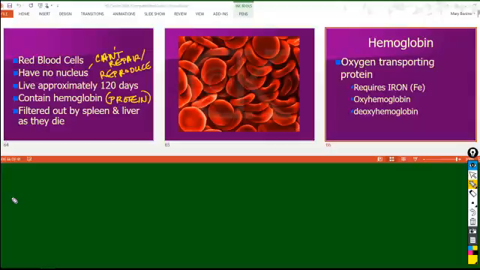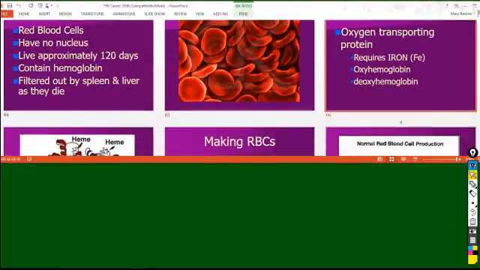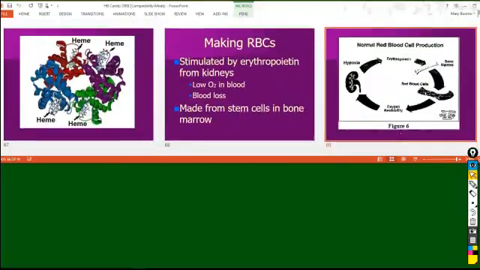Hemoglobin is our oxygen transporting protein. You have to have iron to be able to make it, but there are also other critical components like folic acid and B12. So it's not just iron, although that's the one that gets the most notice. And when it's carrying oxygen, they often refer to that term oxyhemoglobin, and when it's not, deoxyhemoglobin. And there are millions and millions of hemoglobins in a single red blood cell.